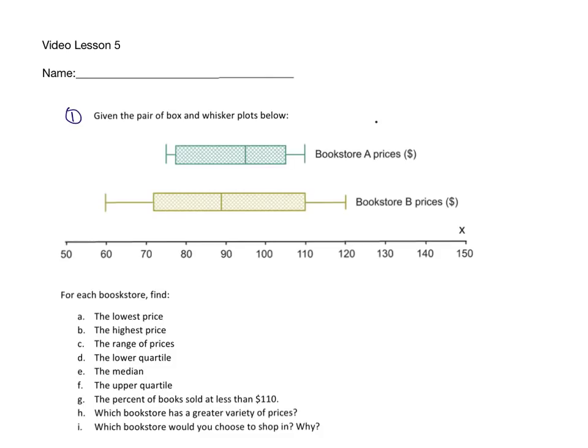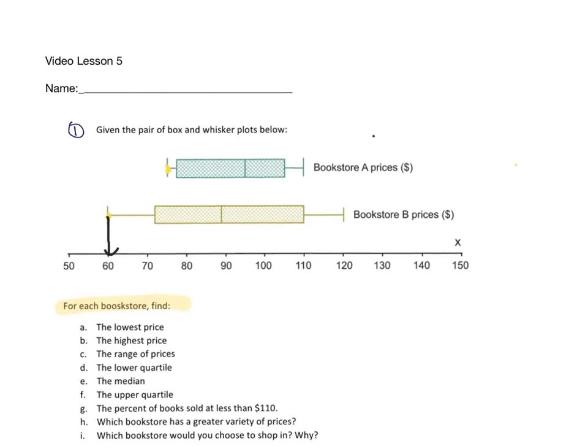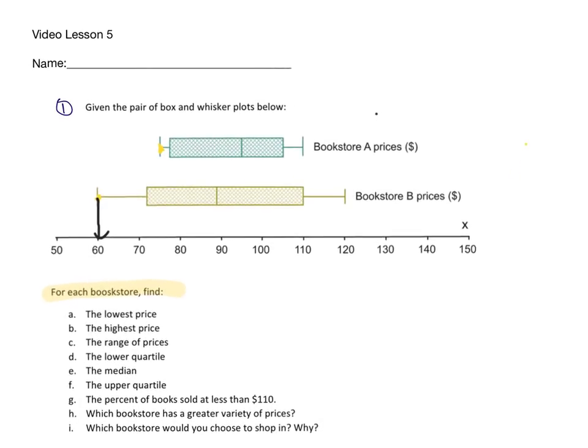Problem 1, here you're given a pair of box and whisker plots. It looks like you have two bookstores and their prices. And for each bookstore, you have to first find the lowest price. So that's going to correspond to the minimum values. And with statistics, some sacrifice precision and overall accuracy for the big picture.